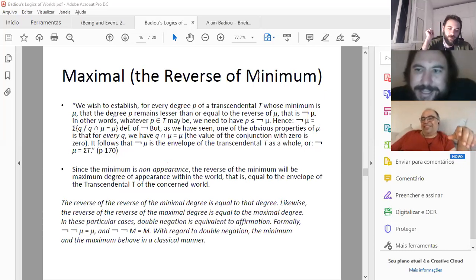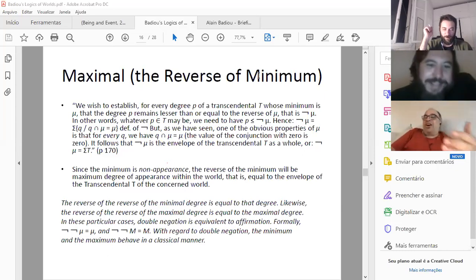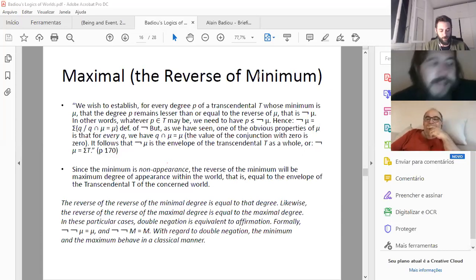Okay. The problem is the example. I mean, the problem is not the concept. The concept is clear. The problem is that you actually use the concept in order to understand the example, but that's not the way it's supposed to be. The example is supposed to illuminate the concept, but in this case, it's just the opposite.